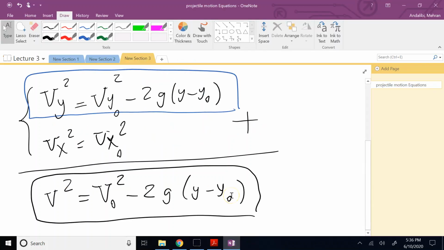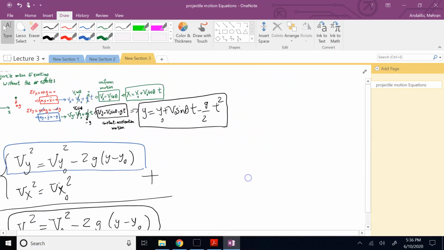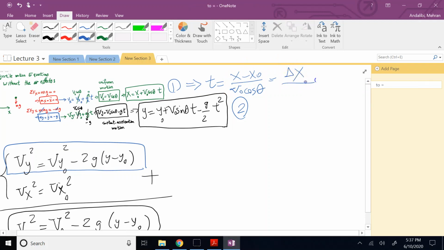So in order to get that equation, if I call this green equation equation 1 and I call this black equation equation 2, what I need is to eliminate t between 1 and 2. So from 1, I would find my t. So first I take x naught to the left and then divide by v naught cosine theta. And x minus x naught, I call it delta x, if you don't mind, right? That's the definition of delta x.